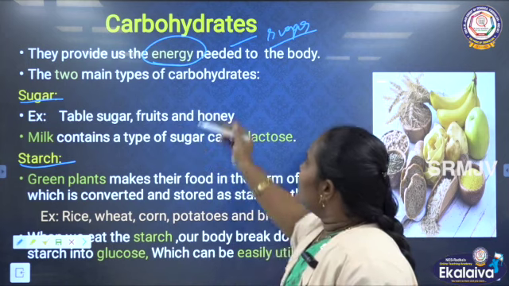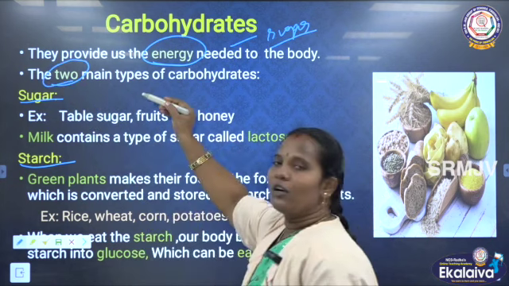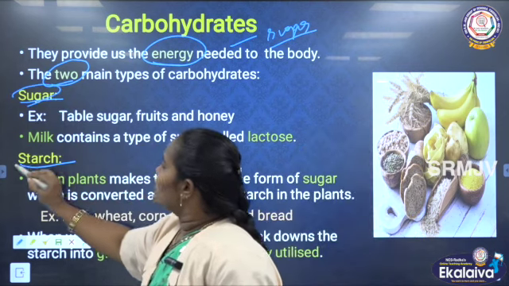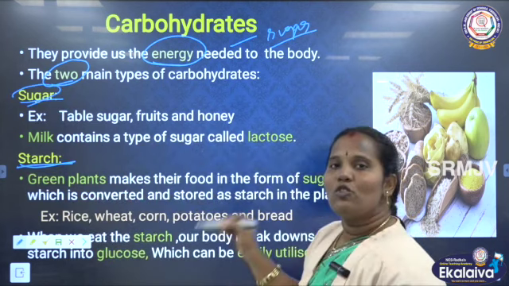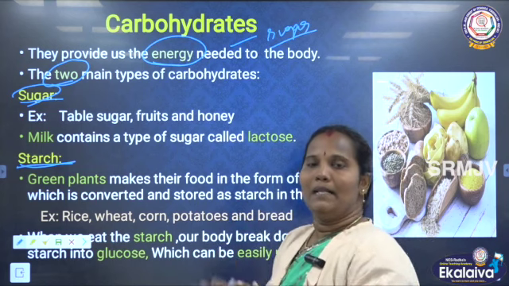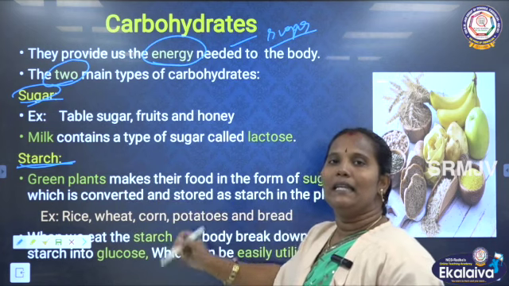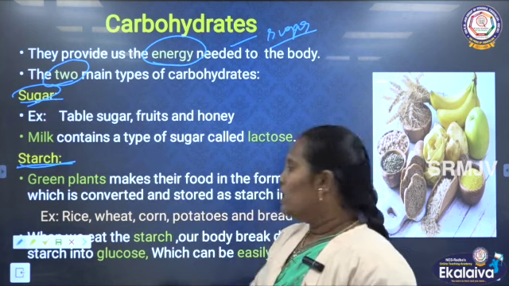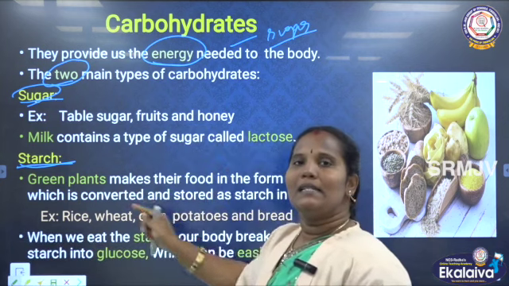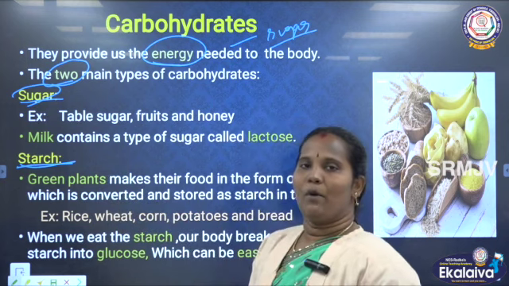Okay. See, in carbohydrate we can say there are two main components. I already told you, one is the sugar, another one is the starch. This sugar is mostly present in animals and human beings. The starch is mostly seen in plant materials. So the sugar is the storage food of animals and human beings. The starch is the storage food of plants.